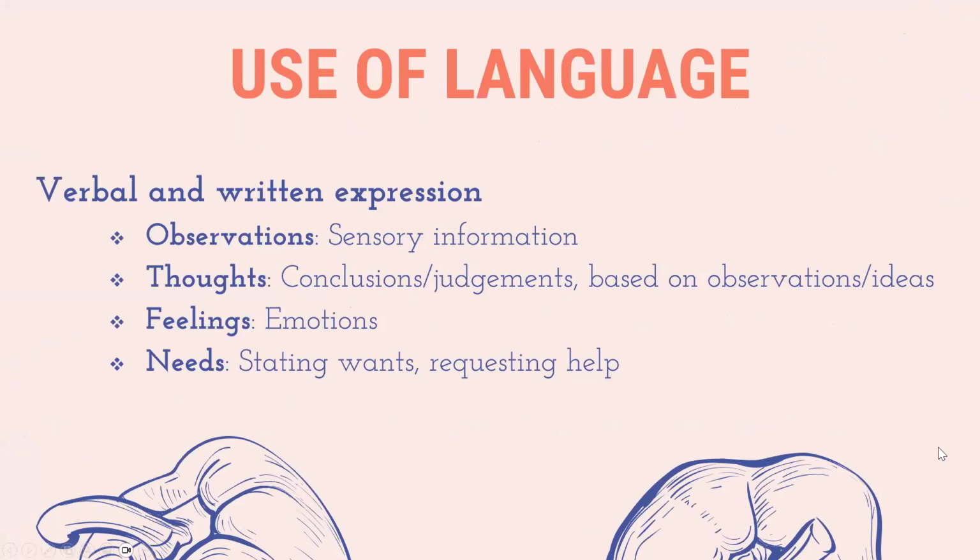So we use language for our verbal and written expression. We use it to develop observations based on the sensory information coming into us. We develop our thoughts based on conclusions or judgments that come from these observations and ideas based on that sensory information. We form our feelings and our emotions with verbal and written language. And then we can also use language to state our needs or request help or let people in general know those things that we require.